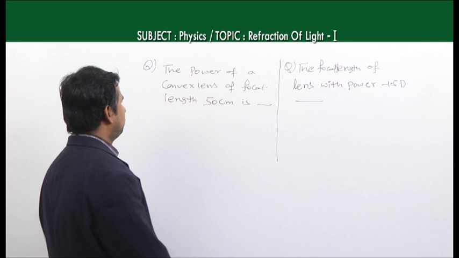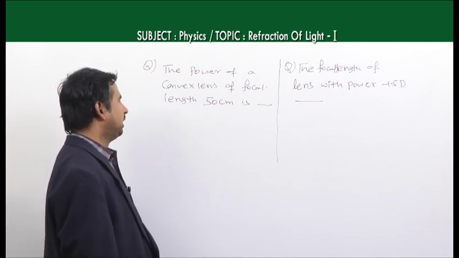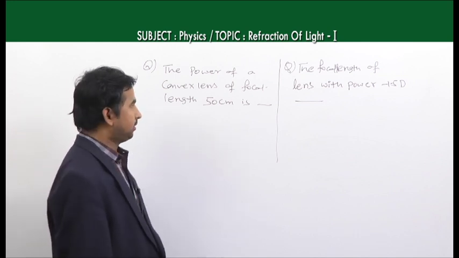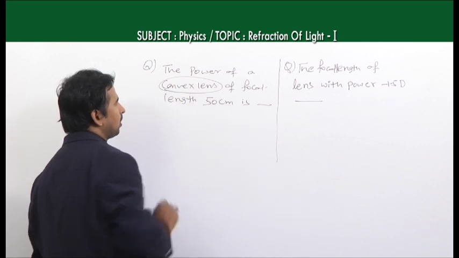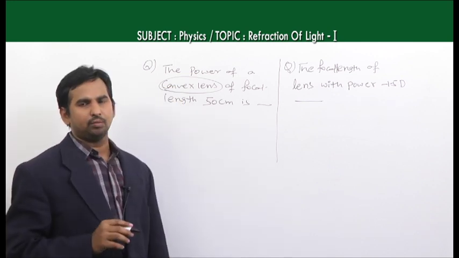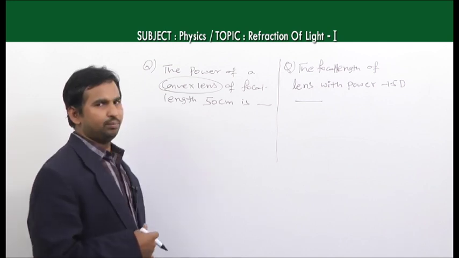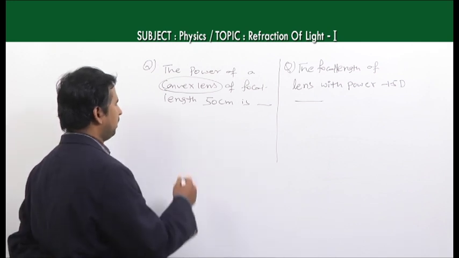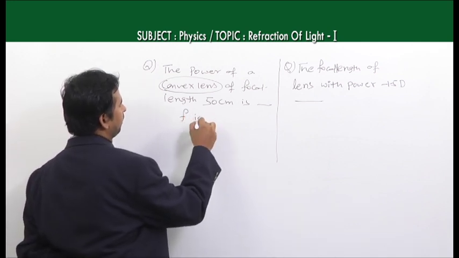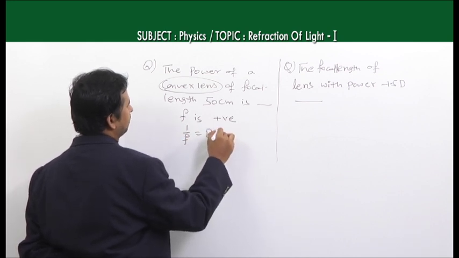Here, 2 questions are given. The power of a convex lens of focal length 50 centimeters is asked. A convex lens has a positive focal length because it forms a real image. Thus, f is positive, and then 1 by f, which is the power, is also positive.